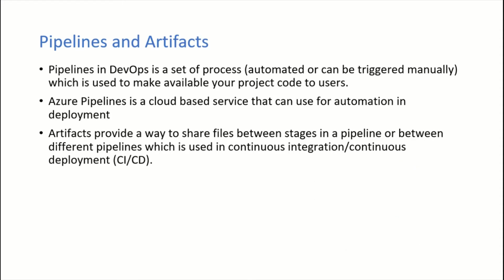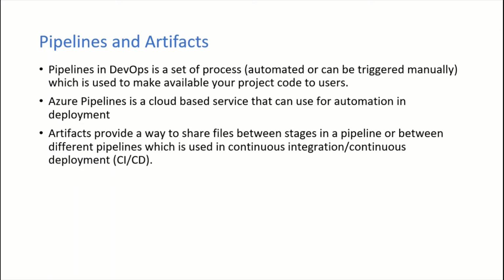To create an automated process, we need pipelines to set up a process. A pipeline is a process which automates the work, which would otherwise be done in a manual way. So a pipeline is basically a series of steps which we can configure for the deployments. Azure Pipelines is a cloud-based service that can be used for automation.